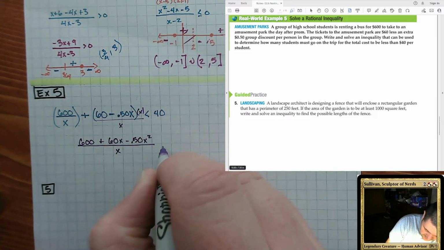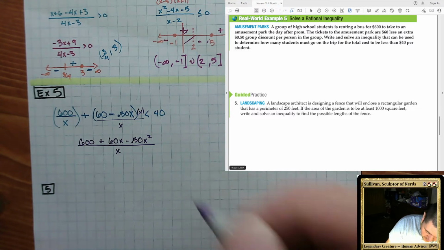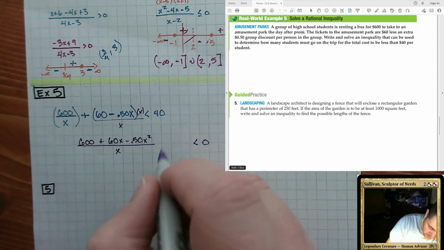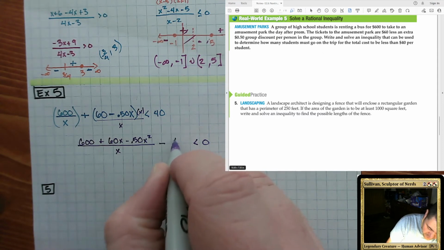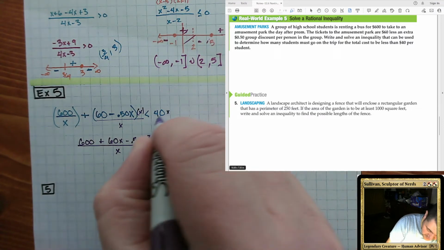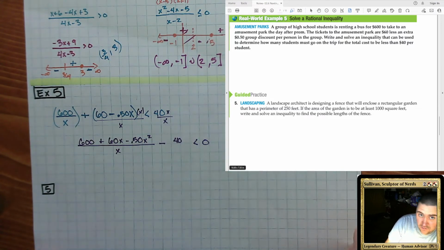Is less than, oh, I wanted to bring him over. I can do it now though. If I subtract 40 over minus 40, well, I'll also need to have x's to get my common denominator.